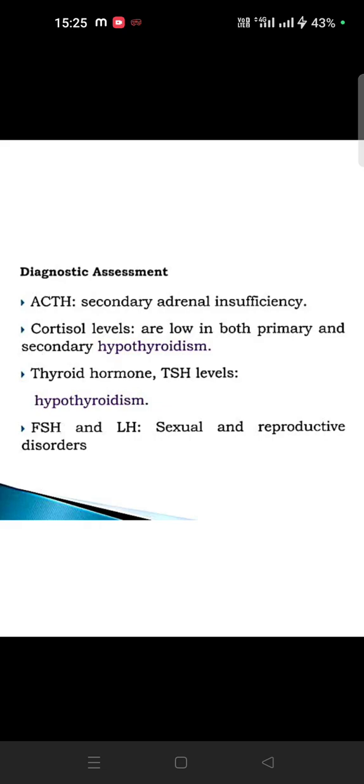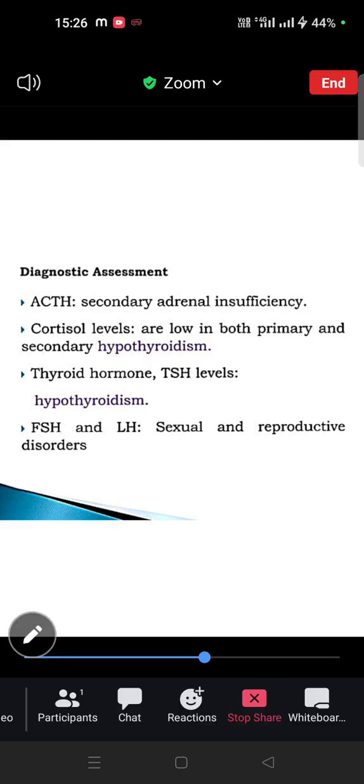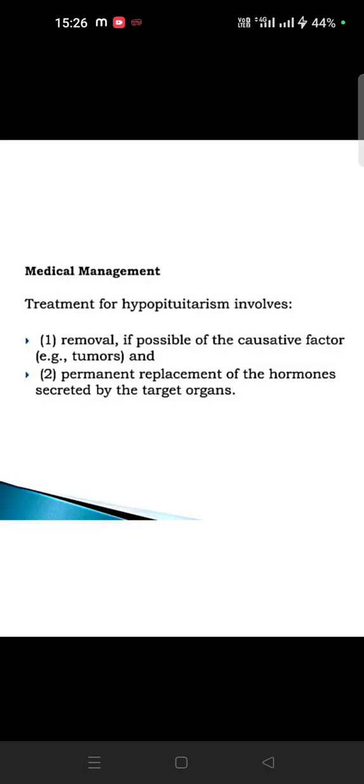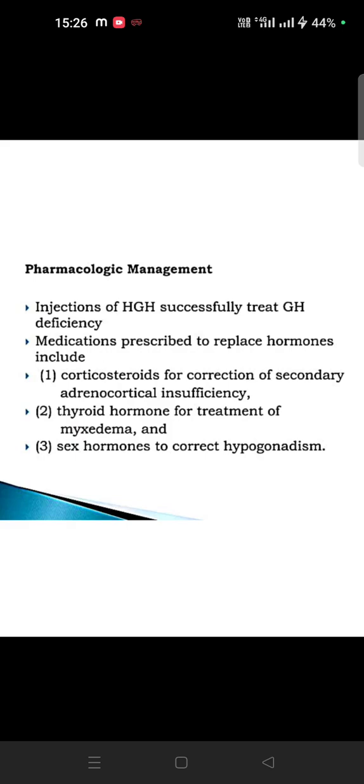Then it is a secondary adrenal insufficiency, with ACTH deficiency. There is gonadotropic and thyroid hormone deficiency, then cortisol levels for both primary and secondary, then thyroid hormone, hypothyroidism, then FSH and LH, causing sexual and reproductive disorder. Medical management means removing the tumor if possible, then permanent replacement of hormones secreted by the target glands. Pharmacology: growth hormone deficiency is treated with hormone replacement.